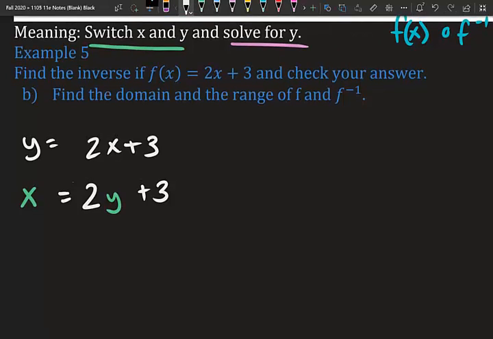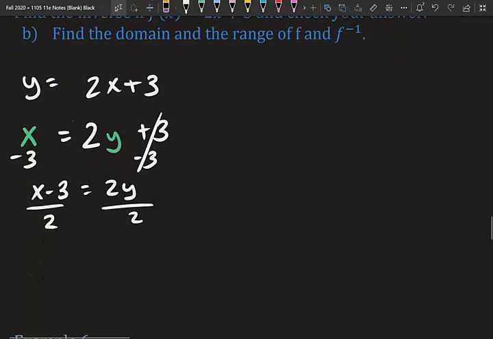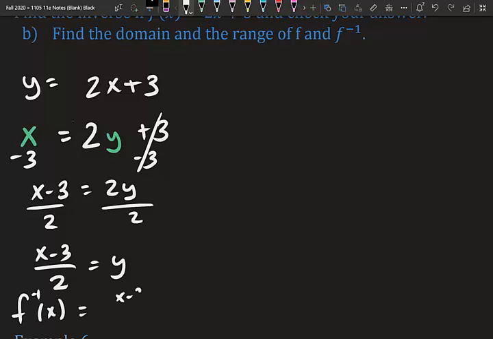To solve for y, I'm going to subtract 3 from both sides. So we have x minus 3 equals 2y, divide by 2. So we have x minus 3 over 2 equals y. The last thing we have to do is just put it in our notation, and we have our inverse. Now we have to check it. So our third step.